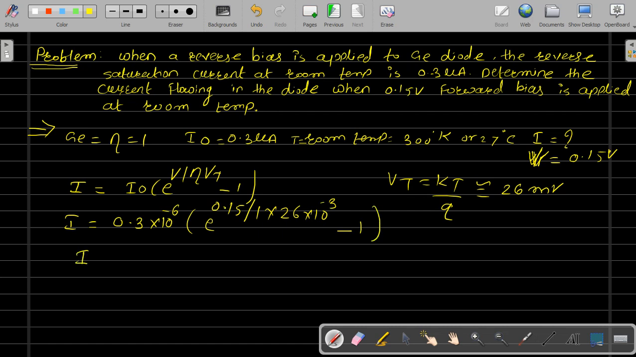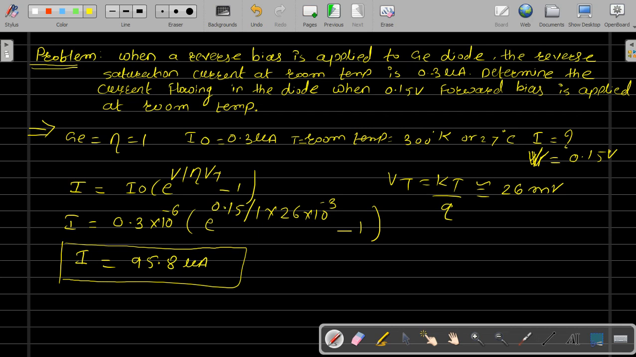If you simplify this, how much will we get? 0.3 into 10 power minus 6 into the exponential term with 0.15, it is 95.8 microamps. So this is a very simple example which we have seen. You can practice more problems on this.